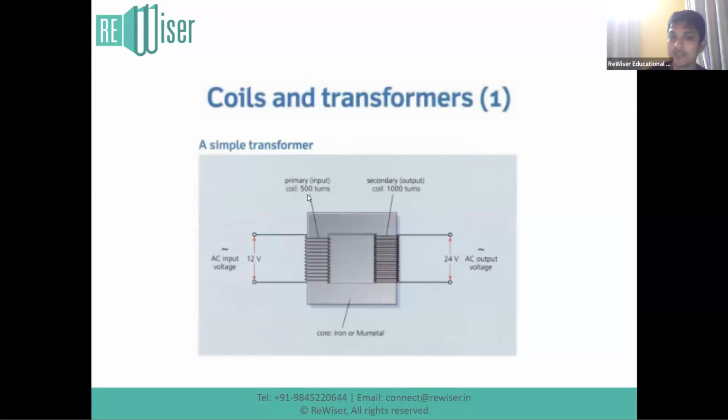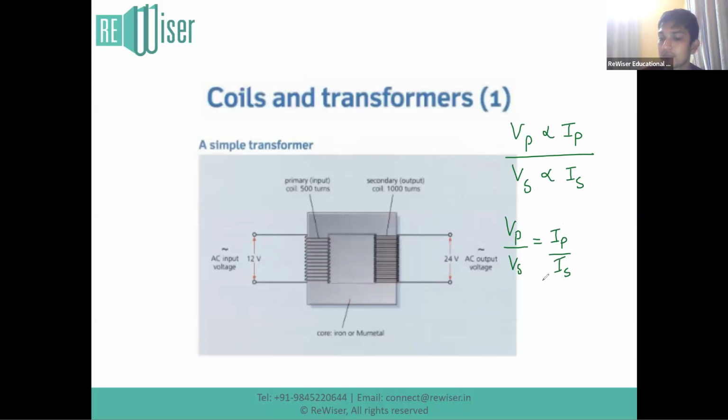So, the transformer turns ratio: how is the formula derived? Very simple. Voltage at primary is proportional to the number of turns in the primary. Voltage at secondary is proportional to the number of turns in the secondary. Divide the two equations. You get Vp by Vs equals Ip by Is. This is called the turns ratio. If you increase the number of turns in the secondary coil, you increase the secondary voltage over the primary voltage, called a step-up transformer. You decrease the number of turns in the secondary compared to the primary, you step down the voltage, making it a step-down transformer.